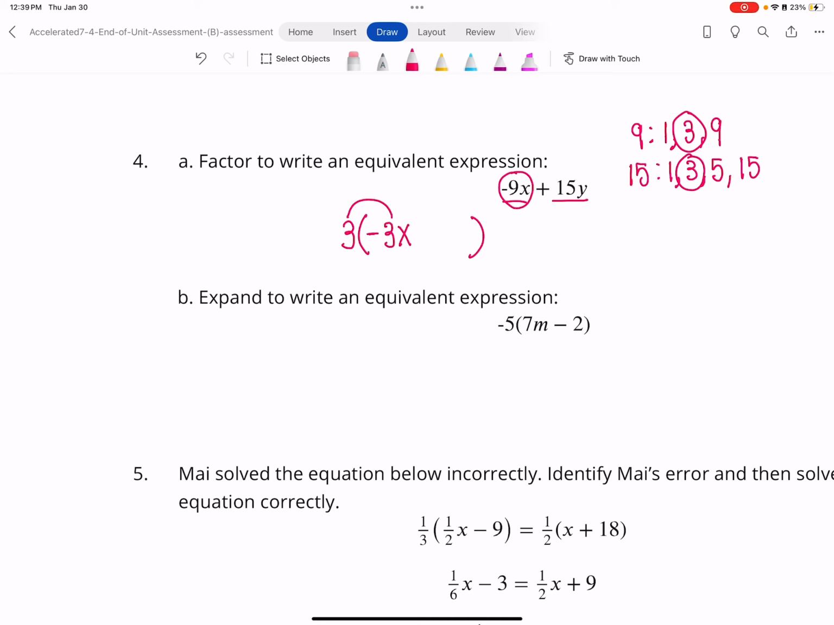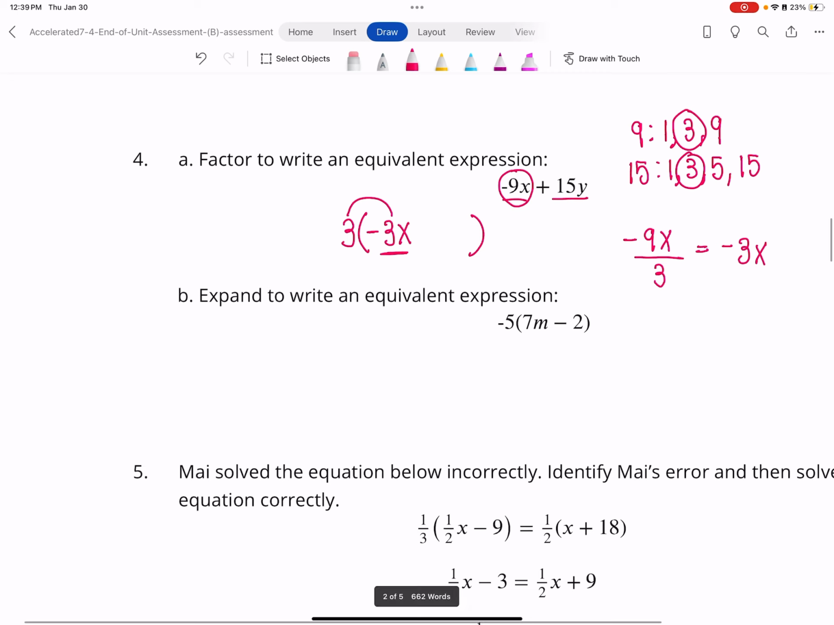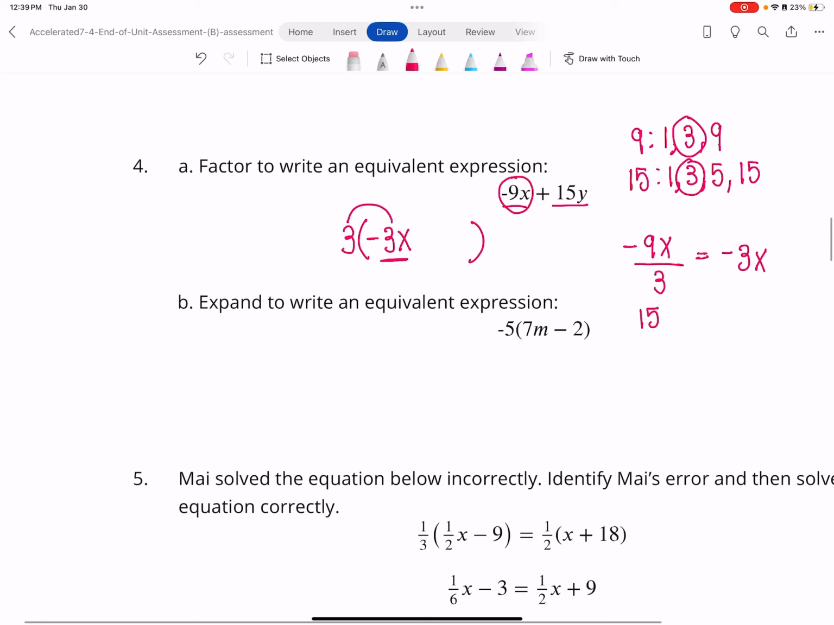So if I take out the 3, what I have remaining from the negative 9x is negative 3x, because a 3 times a negative 3x gives me a negative 9x. You can also think of it as division. So if I take negative 9x and divide it by 3, I get negative 3x left over, which is what's inside the parentheses. And if I take the 15y and divide that by 3, I end up getting 5y. And that's going to go into my parentheses as adding that 5y.